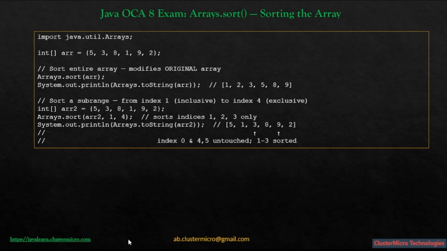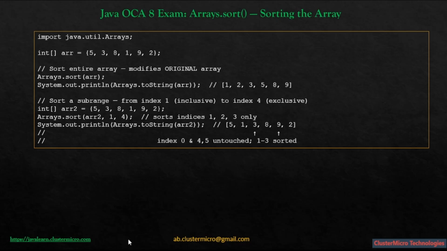Any element outside the specified range remains unchanged. For example, if an array contains values where index 0 is 5, and the last elements are 9 and 2, those values stay in their original position. Only the elements within the specified range are sorted. For instance, if the middle portion of the array contains 3, 8, 1, and after sorting this section it becomes 1, 3, 8, the rest of the array will remain the same. That we have shown here in the last example of this page.